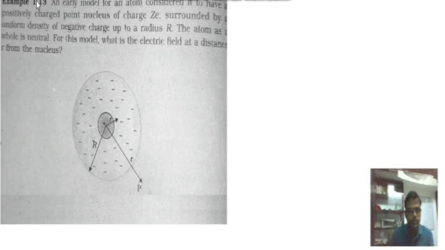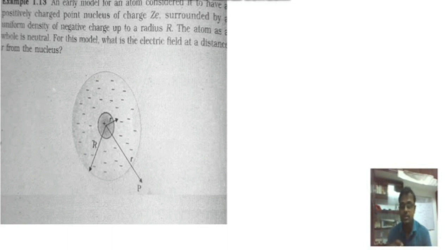Hi everyone. In example 1.13, a model of an atom is given. An early model of the atom. You can see here at the center it is positively charged, so definitely we know that is a nucleus. And around the positive charges there are many negative charges embedded. Now we know the negative charges are actually in orbit, but this is an early model. So negative charges are placed like this.